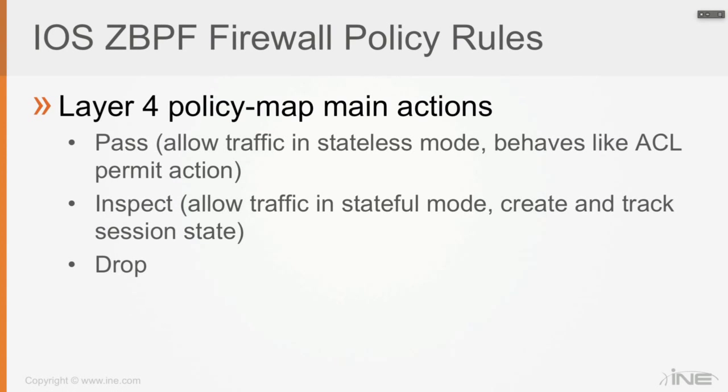So ideally, in general, we're going to say the inspect action, which means that traffic matched in that class map, if for that class map you put the inspect action, it means traffic is going to be allowed in stateful mode, which means the router is going to create entries in the firewall state table or session table and track that session back and forth. And of course, the third action is going to be the drop action.